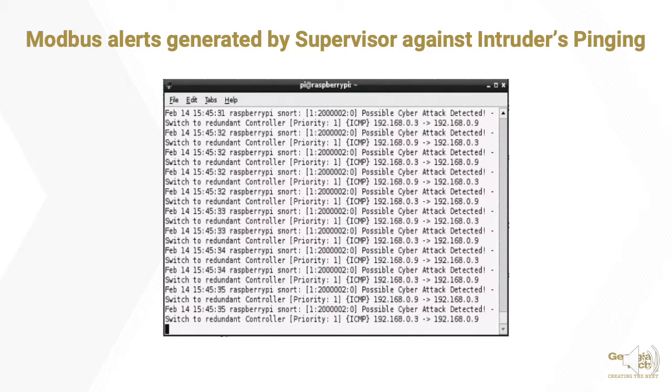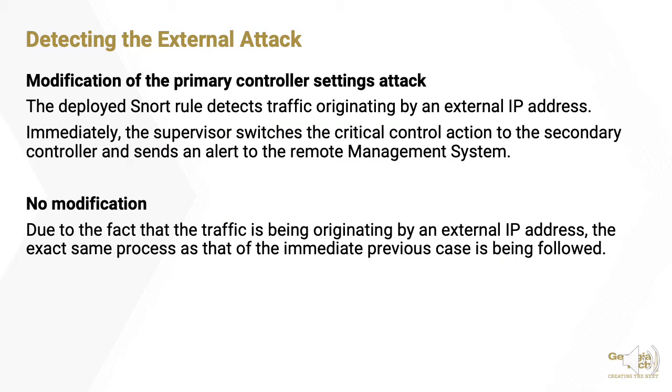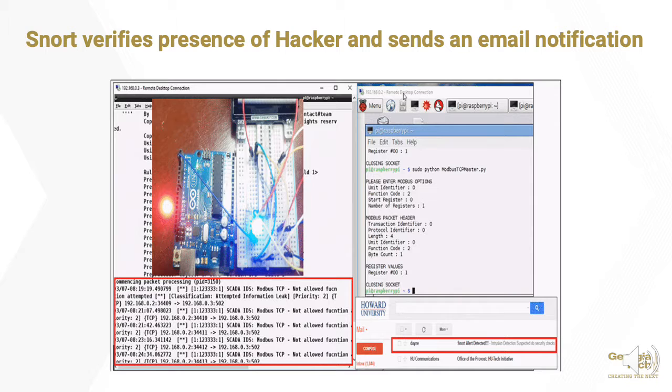A standardized period of reviewing, as well as a Python script to switch the control to the redundant controller, may also assist that procedure. Since an external IP is detected by Snort, an alert is being sent and the supervisor immediately switches to the redundant secondary controller for the external attack case scenario. We can see here that when Snort verifies the presence of a hacker, it automatically also sends an email notification.